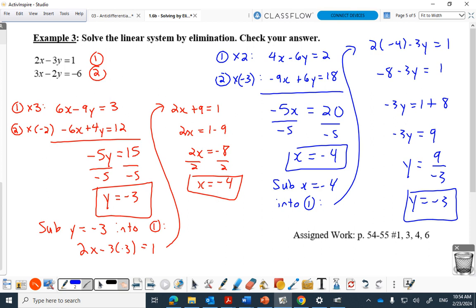Any other errors that came up? Okay, I'll share one, and I shared it before. The most common error in these is when you multiply an equation by something, you forget to multiply the constant by the number as well. You multiply the x's and y's because you're so focused on x's and y's, you forget to multiply the constant as well. Okay. Assigned work, all in the textbook, pages 54 to 55, questions 1, 3, 4, and 6.